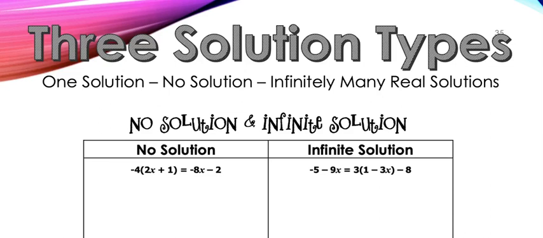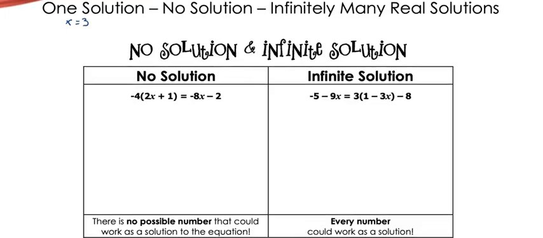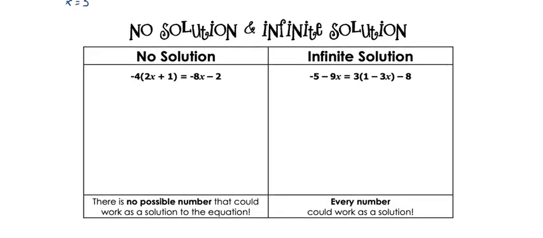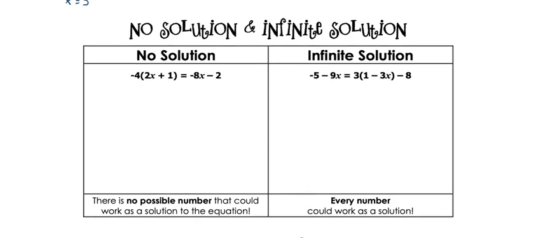So there are three types of solutions. There's one solution. You're familiar with that. That's what you've been working on. So let's say you finished a problem and the problem was x equals 3. That's one solution. X is 3. You know what the value of that variable is. But now let's take a look at something that you may not be familiar with, and that's what happens if we have no solution or infinitely many solutions.